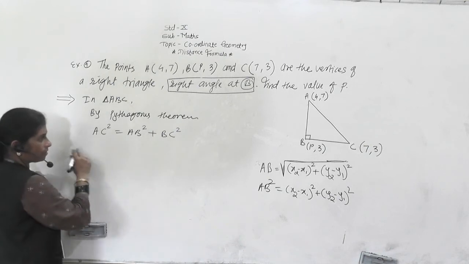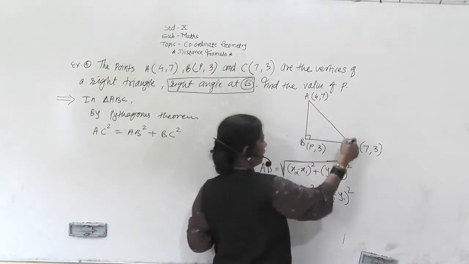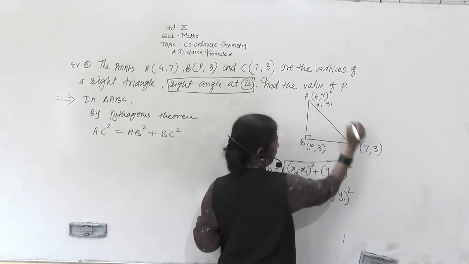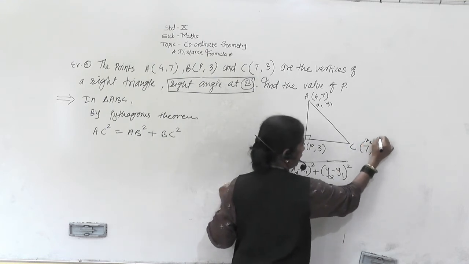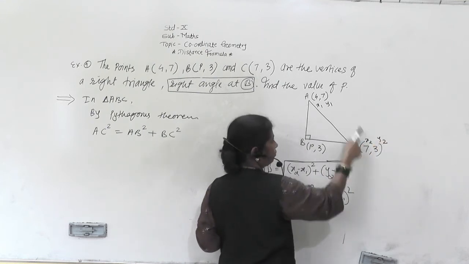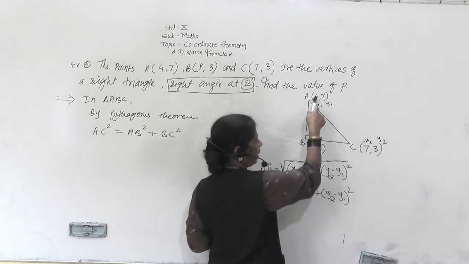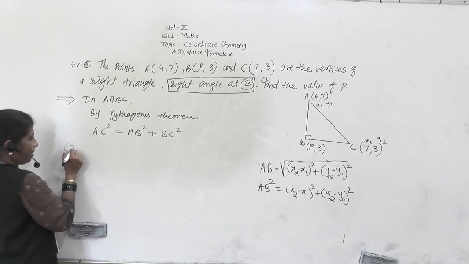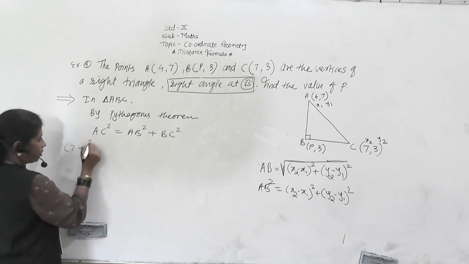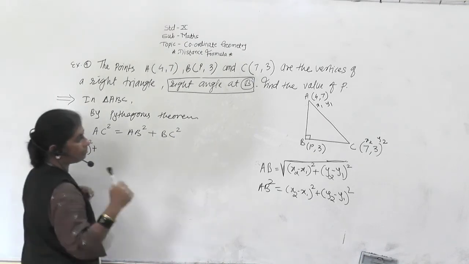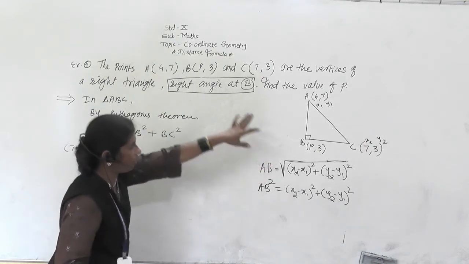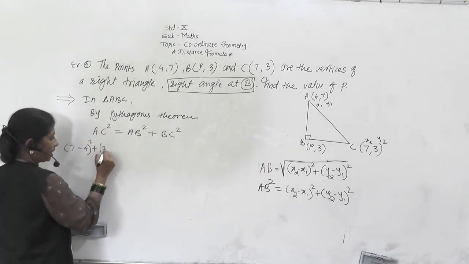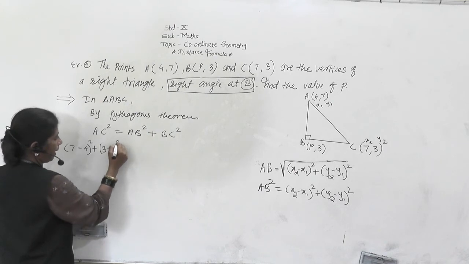Right? So what will AC square come to? For AC square, this is x1, y1, and this is x2, y2. So x2 minus x1 is 7 minus 4, right? So AC square is (7 minus 4) square plus (y2 minus y1) square. What is y2 here? 3, minus y1, which is 7. Okay, (3 minus 7) square.